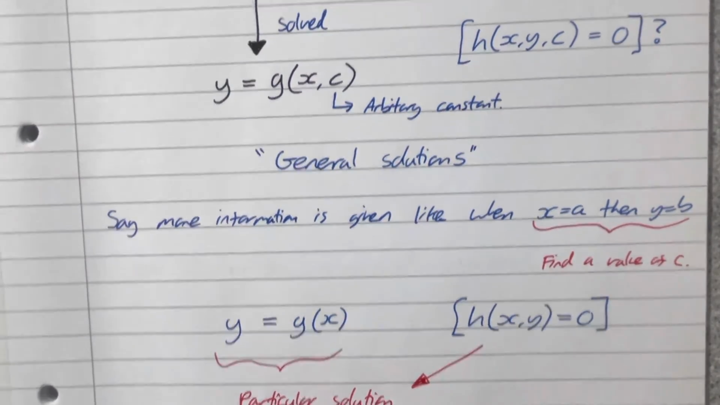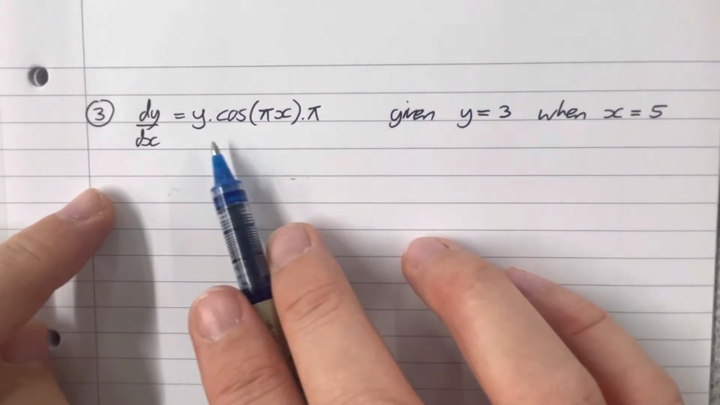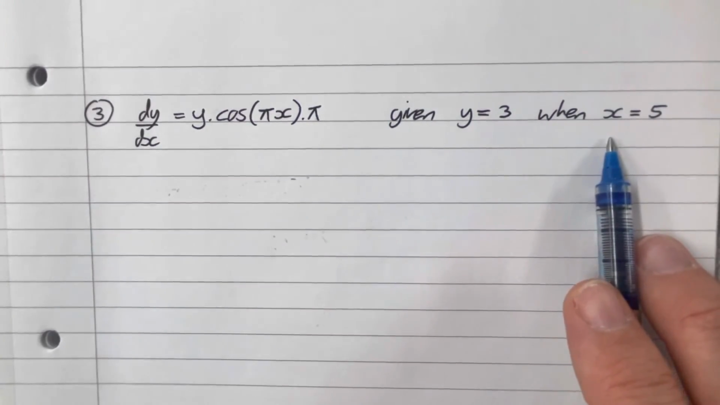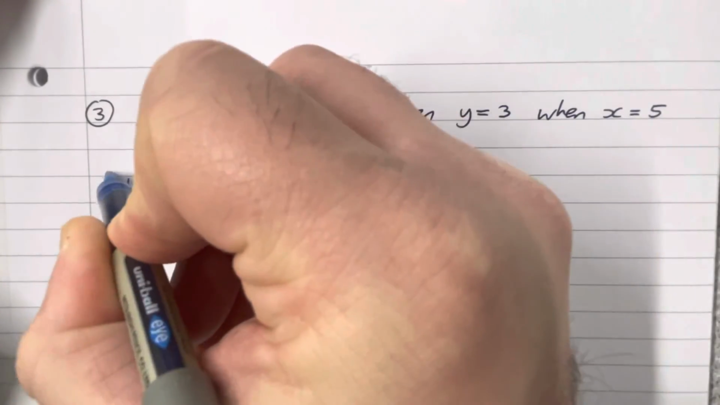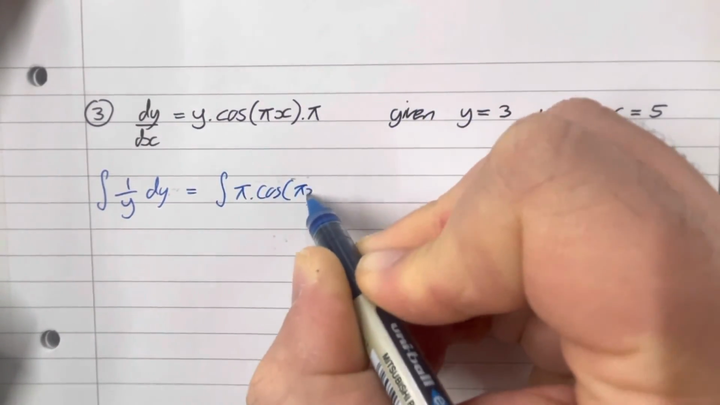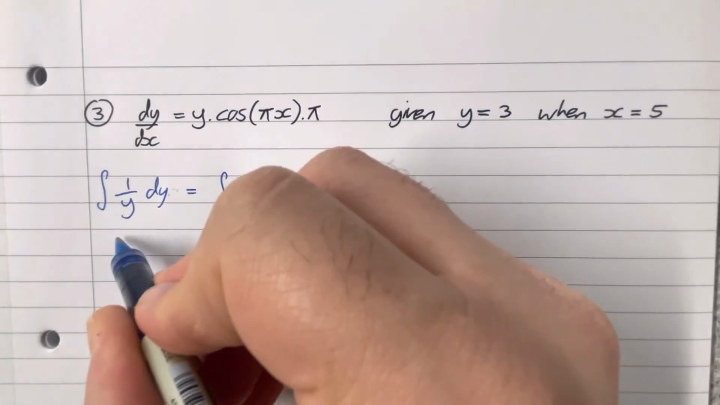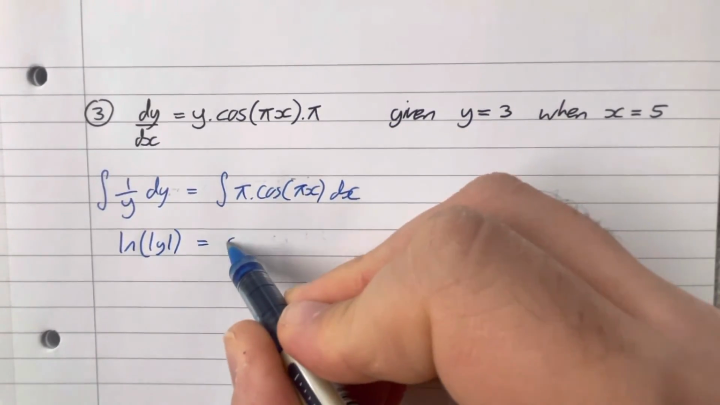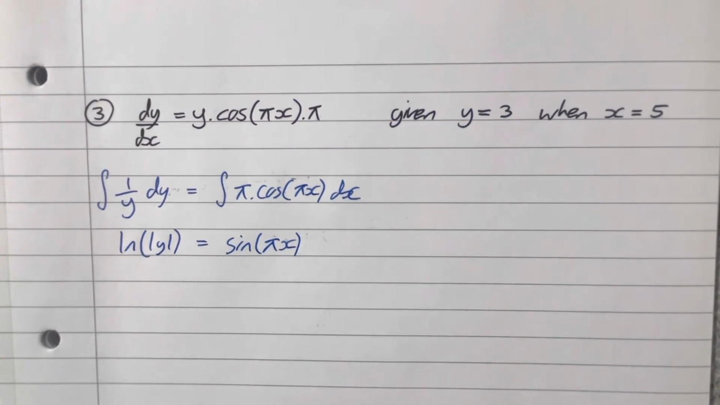So let's have a look at a couple of examples of particular solutions. So dy by dx is y times cos of pi x times pi, and we're now told that when y is 3, x is 5. So again, I'm just going to solve this differential equation. I'm going to get the integral of 1 over y dy equal to the integral of pi times the cosine of pi x dx. Okay, so that's separating the variables. The left-hand side becomes the natural log of the mod of y, and the right-hand side is going to become sine of pi x. Now the integral symbols have gone, we can add that plus c.